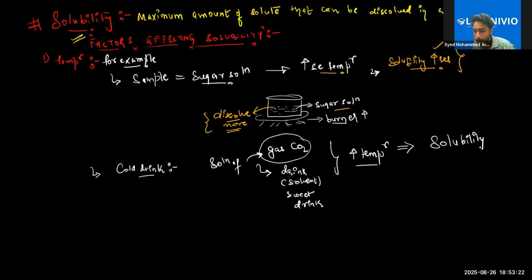Decreases. Correct. Why? Because if I have a cold drink bottle and I open the cap, there is a whistle sound which comes up. Why? Because there is gas which has escaped out into the environment. This tells me that the solubility basically decreases if I open that bottle. But I am just trying to tell you this in terms of temperature. So if I put the cold drink on a burner, all the gases will escape out, so my solubility decreases.